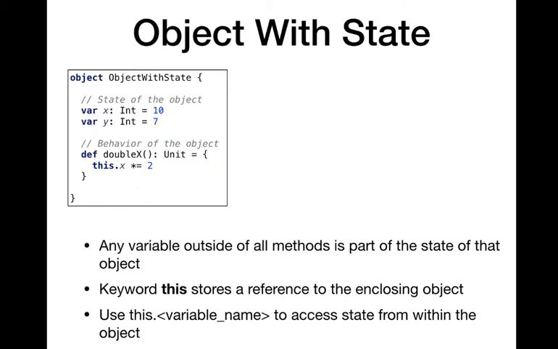So we saw an object. This is a different one, but we've seen objects before. If we have any variables outside of all the methods in an object, those are going to be part of its state, the state of the object. We can access the state within an object using the keyword this, and then accessing those state variables. This is always a reference to the calling object that is accessible in every method.